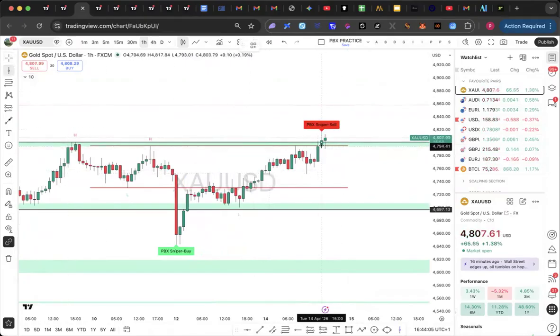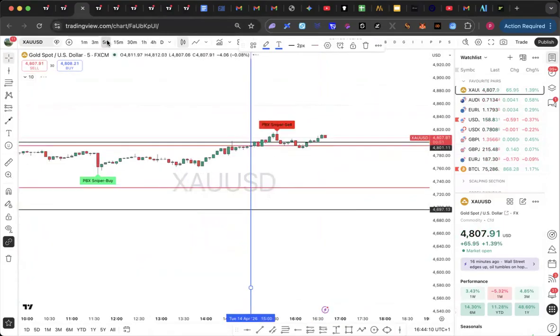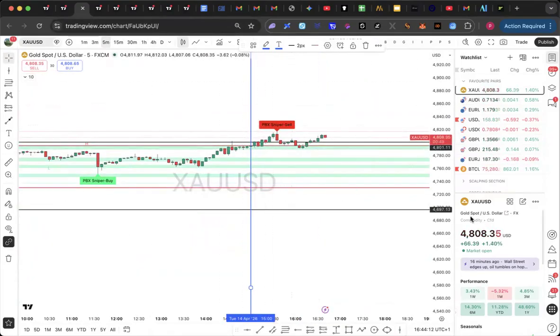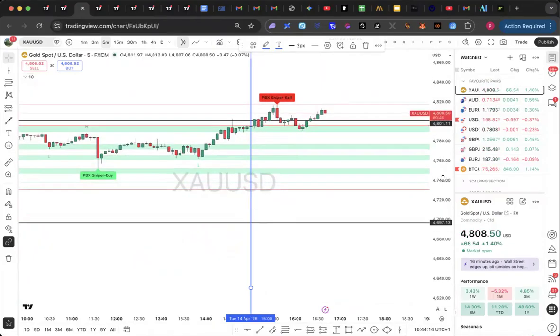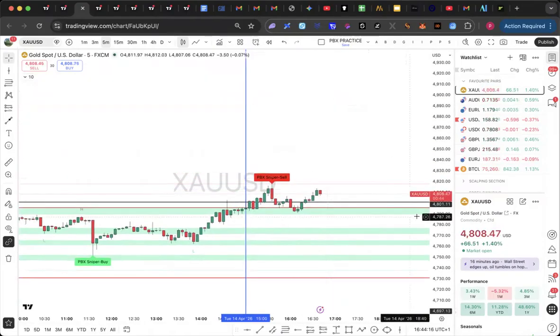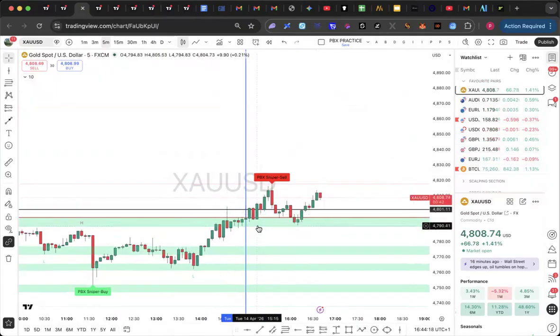So this is 1 hour time frame. So let's go to 5 minutes to see if this is repeated. Okay, this is repeated. But number one, your bias was bullish today. Number two, the market is having a very strong support. You see why complementing your levels, your key levels, is very important.